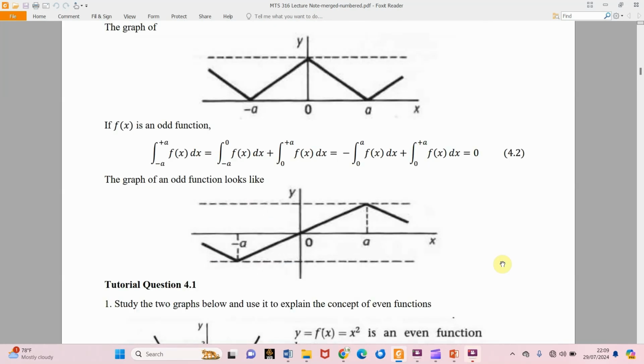The same thing is applicable to sinusoidal periodic functions. If you integrate them from minus pi to pi, f of x dx, provided f of x is an odd function, what you are going to get is 0. Please take note of that. But meanwhile, if you integrate an even function from minus a to a, what you are going to get is 2 times the integral from 0 to a of f of x dx.